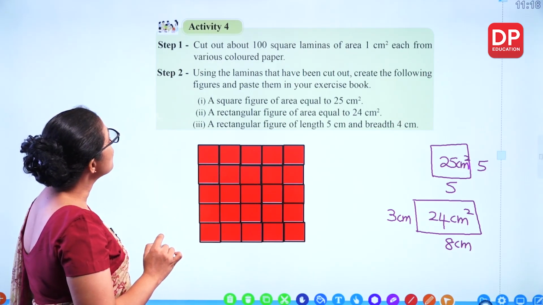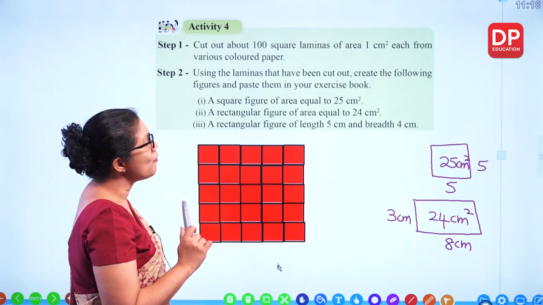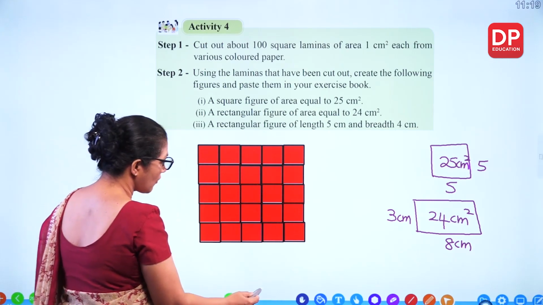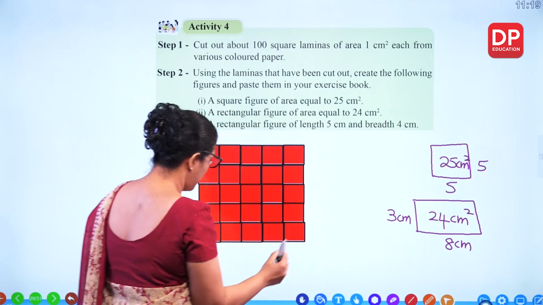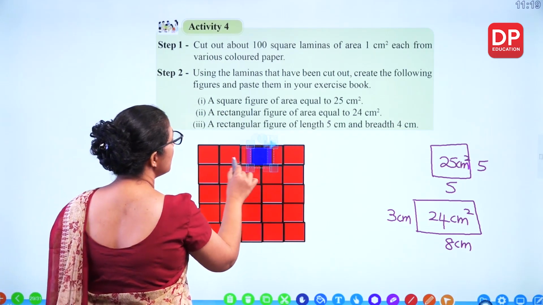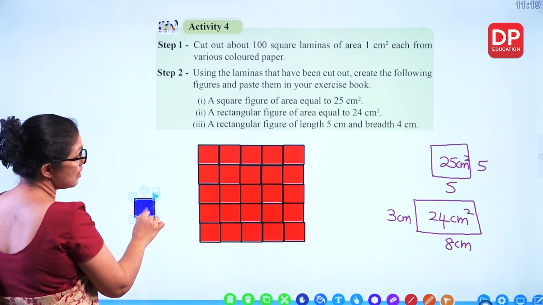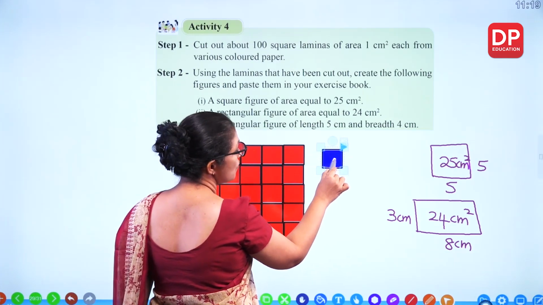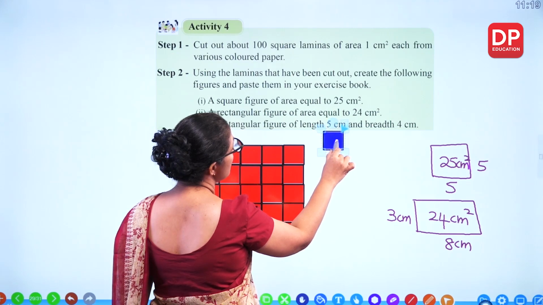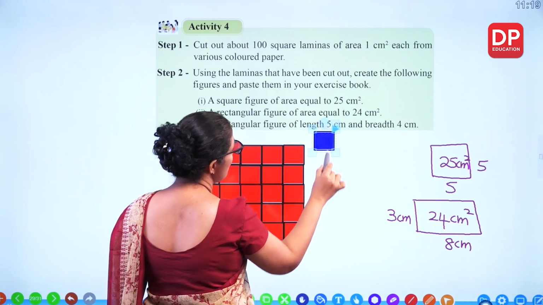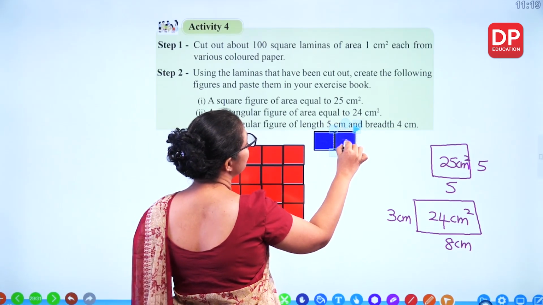So we'll do the next one, a rectangular figure of area equal to 24. So we'll take another color. Now we need 8 and 3. So we'll take blue color. So I need 3 squares up and 8 here. So here, so I'll put 3 here, can I put 3 this way and 8 down?